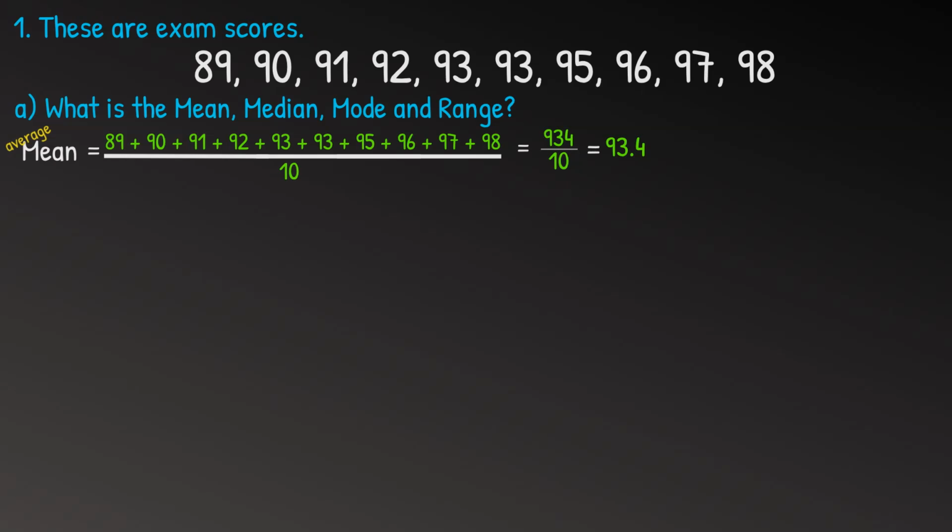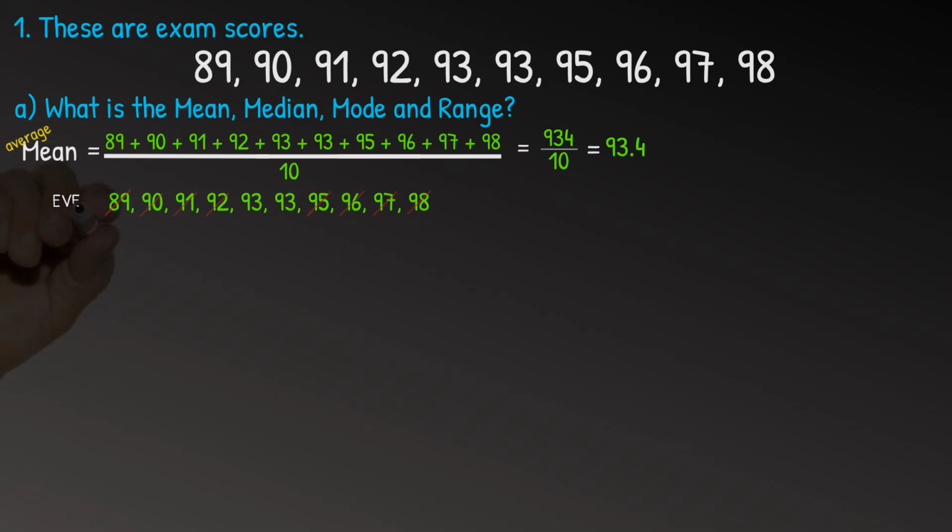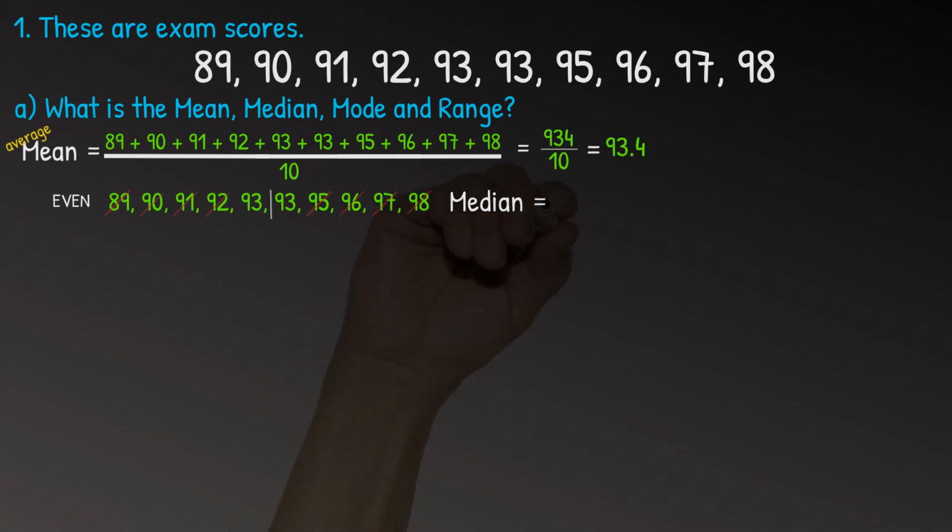Now, to find out the median, the first thing we need to do is to write all the numbers in numerical order. Then we can cross off numbers from either end until we get to the middle. Now, because this is an even number of values, the middle is going to lie in between two numbers. In this case, we have 10 numbers, so it'll lie in between position 5 and position 6. Now, both of these numbers are 93, so the median is also 93.